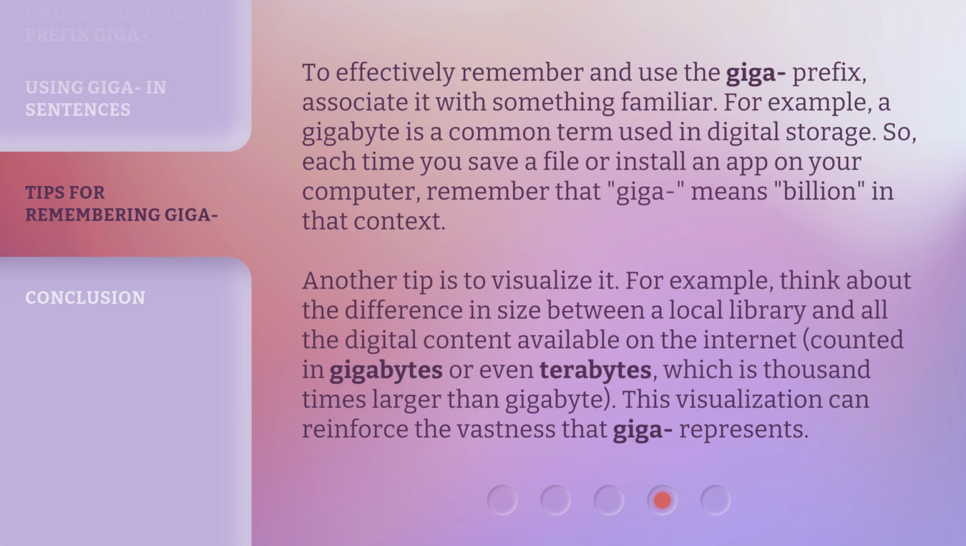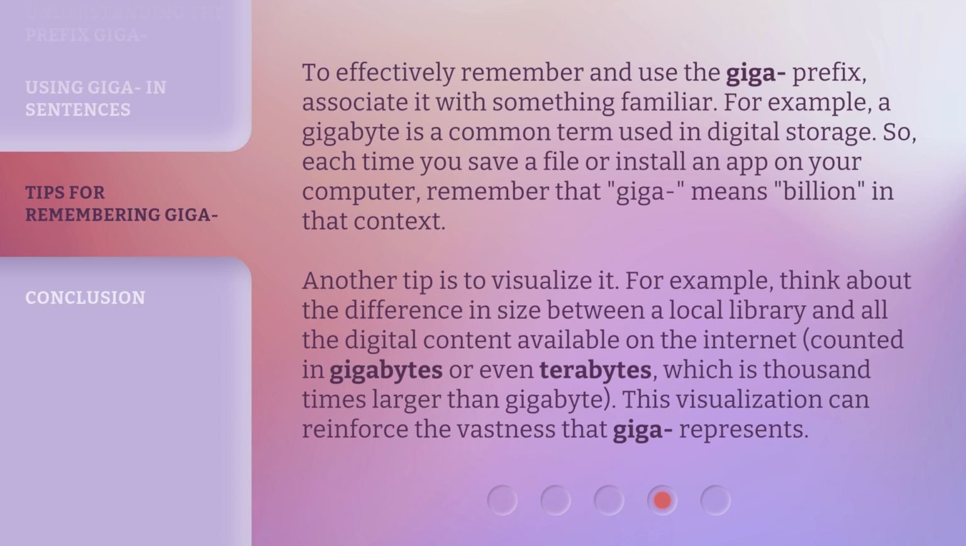To effectively remember and use the giga prefix, associate it with something familiar. For example, a gigabyte is a common term used in digital storage. So, each time you save a file or install an app on your computer, remember that giga means billion in that context. Another tip is to visualize it.